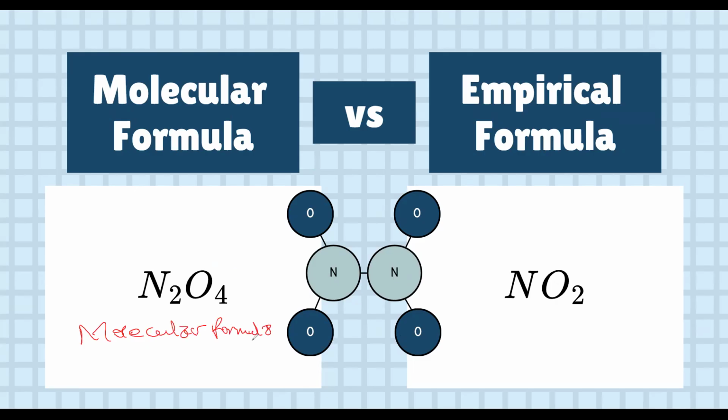But the empirical formula, look at these numbers, number 2 and number 4. Is there any number that can divide number 2 and number 4? Of course, yes, sir. 2 can divide both of them. 2 divided by 2 gives us 1, and 4 divided by 2 gives us 2. So you have 1:2. And that's why the empirical formula over here is NO2. 1 atom of nitrogen and 2 atoms of oxygen.